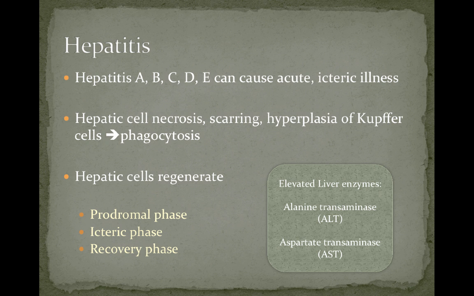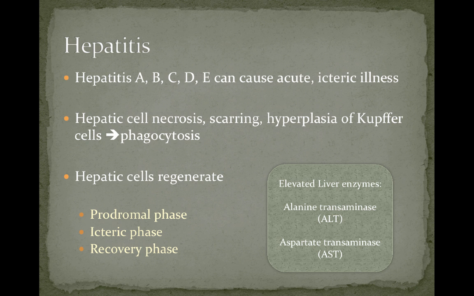Hepatitis is inflammation of the liver. There are several kinds of hepatitis: A, B, C, D, and E. They can all cause acute icteric illness, which means there's a jaundice component to it. Icteric is the term for essentially jaundice, usually in the sclera of the eyes is where you see it the most when you say patients have icteric symptoms. But it's caused by different strains of viruses.